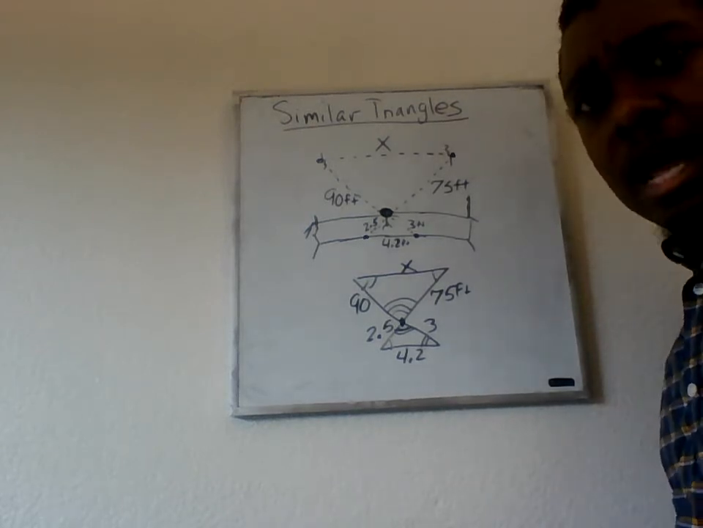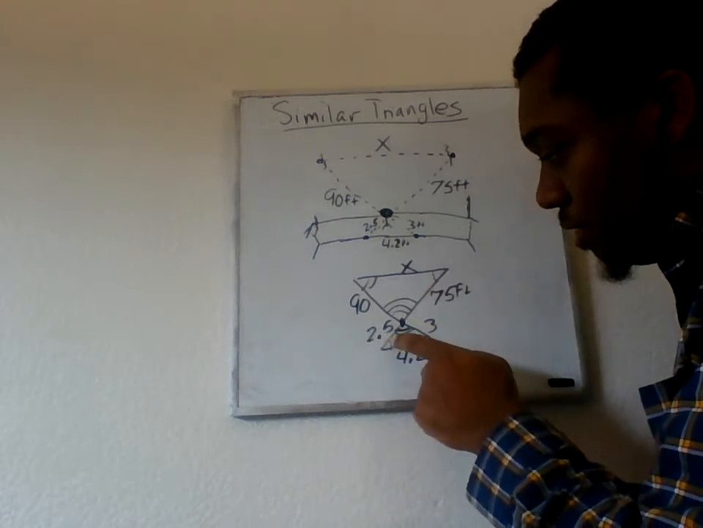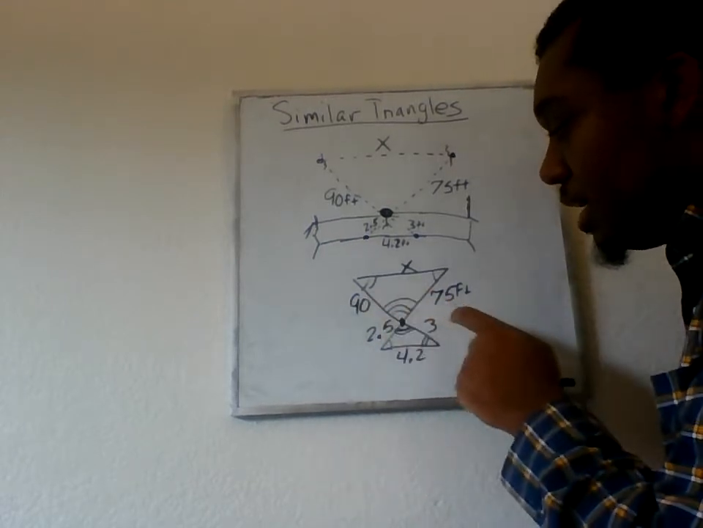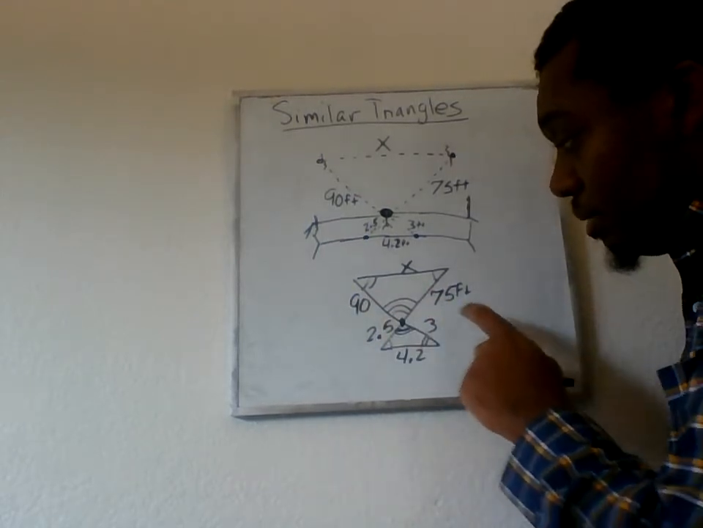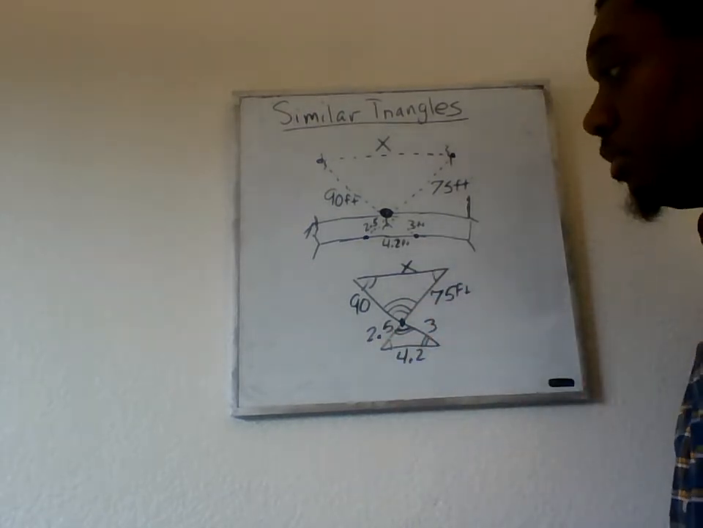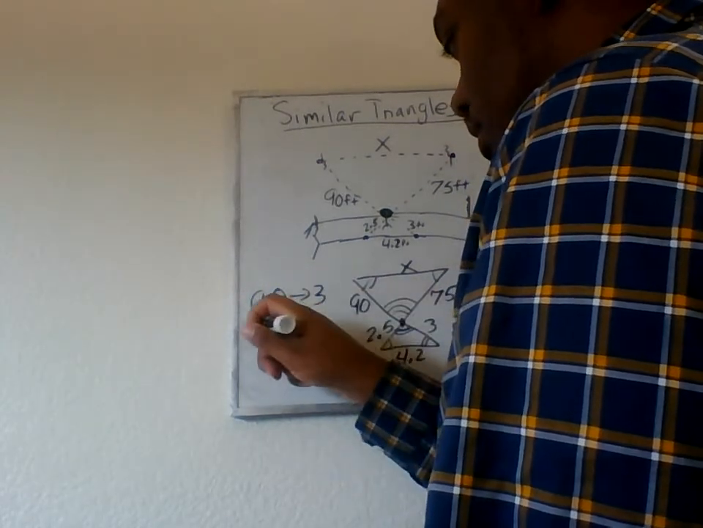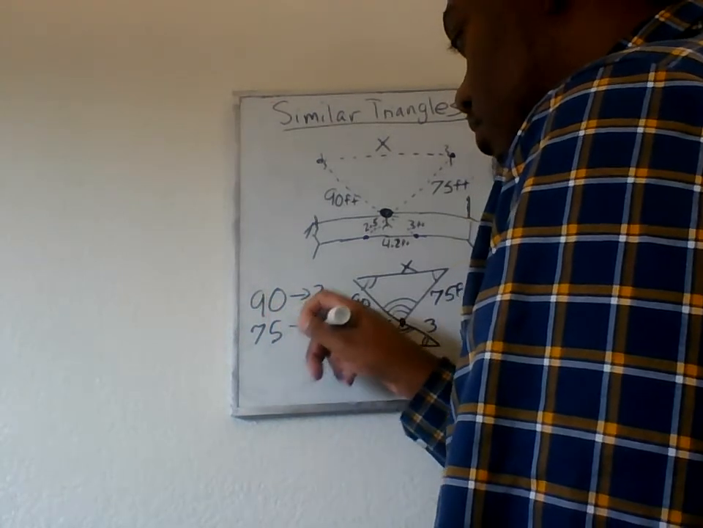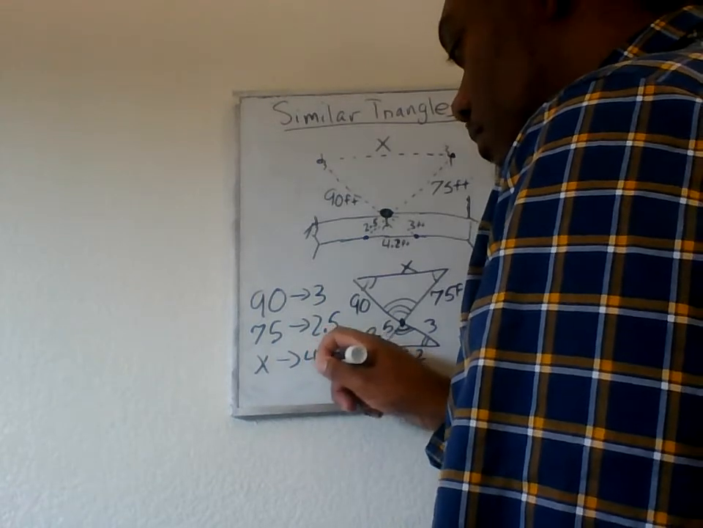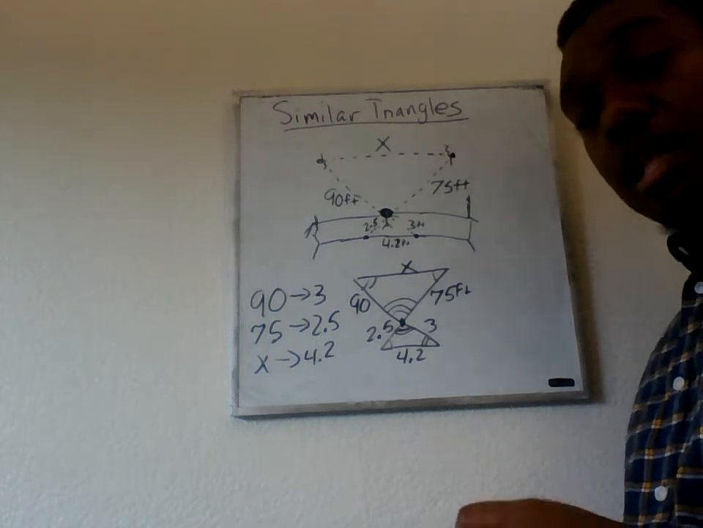Well, how do I even know that the 90 goes with the 3? Well, 90 is opposite of this angle, and the same angle is down here, and its corresponding side is 3. So the 90 is related to the 3. That also means that 75 is related to the 2.5, and x must be related to 4.2. So 90 goes to the 3, 75 goes to 2.5, and x goes to 4.2. That's kind of cool that we figured that out. That makes this a lot easier to set up.